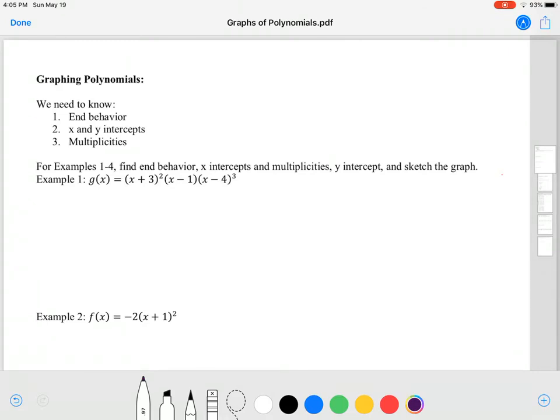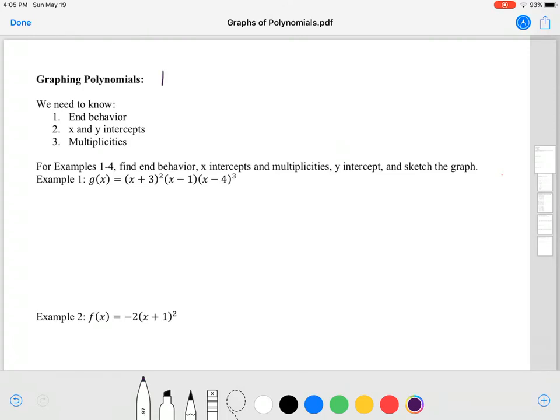That's what your arrows on your graph tell us: what happens vertically as the graph comes out all the way to the right and all the way to the left. And your x and y intercepts, those are the values where it crosses the x or the y axis. And the new thing that we're going to learn today is multiplicity. A multiplicity is the value that tells us how many times a number is an x-intercept.